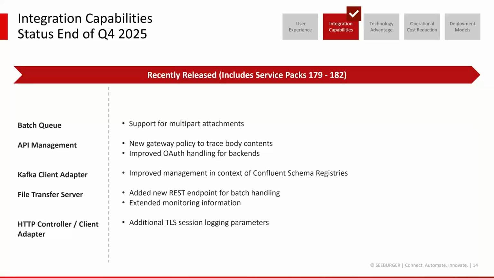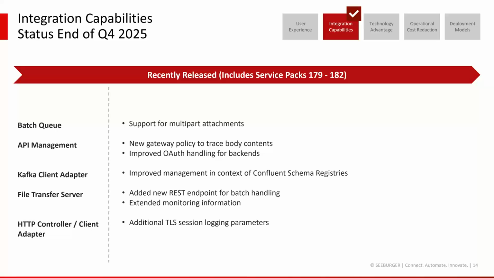In the API management, we've added a gateway policy to trace the payload bodies, so that allows you to view and inspect the payload in the request or in the response more easily. We've made some enhancements in the Kafka client to manage the Confluent schema registries. If you're working with those, you're probably already aware. I'm sure this is a customer-based enhancement.